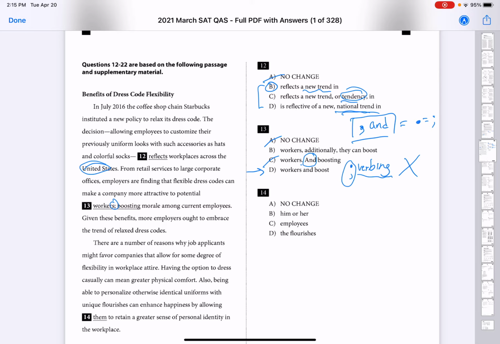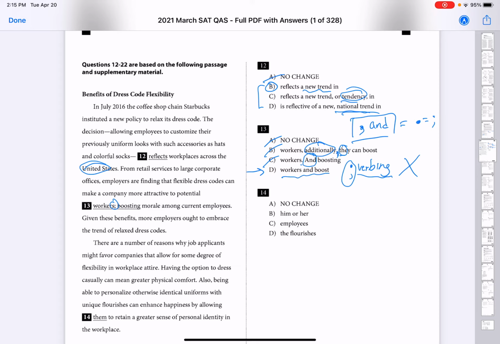And then B, because of the wordiness, additionally, and then you have a comma pronoun, which is also kind of a big hint that something's wrong. Whenever you see a comma pronoun, that's also a big hint that something's wrong. So for 13, you can kind of eliminate everything. And again, D is also the shortest answer. Let's see if it works.